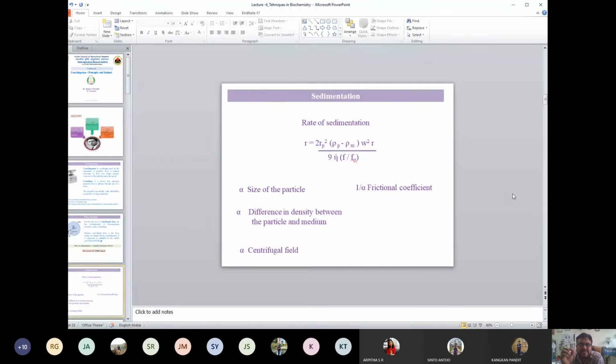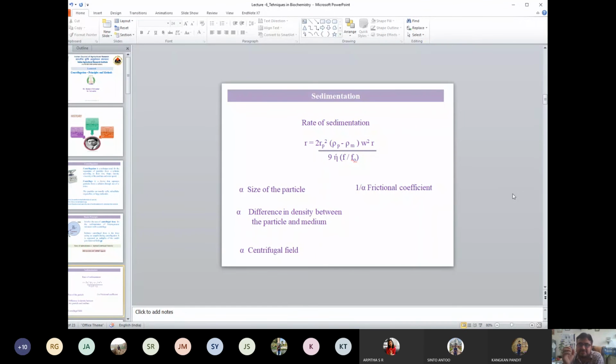Rho m is the density of the medium and rho p is the density of the particle, and these two constitute the difference in density between the particle and the medium which you are going to use. So another equation which I can derive from this is that rate of sedimentation is directly proportional to the difference in density of the particle and the medium.